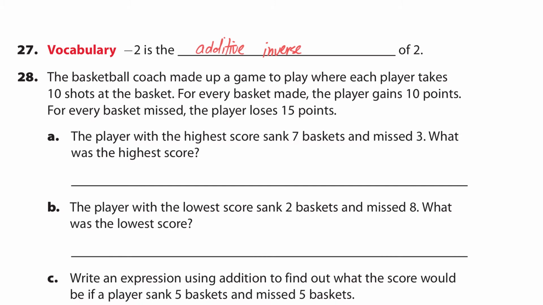Well, that should be 7 times 10 plus probably 3 times -15. And so that's 70 minus 45. And I believe that's 25 points.